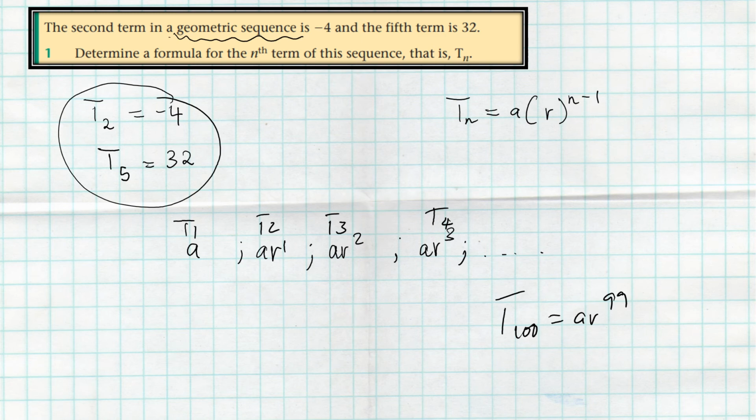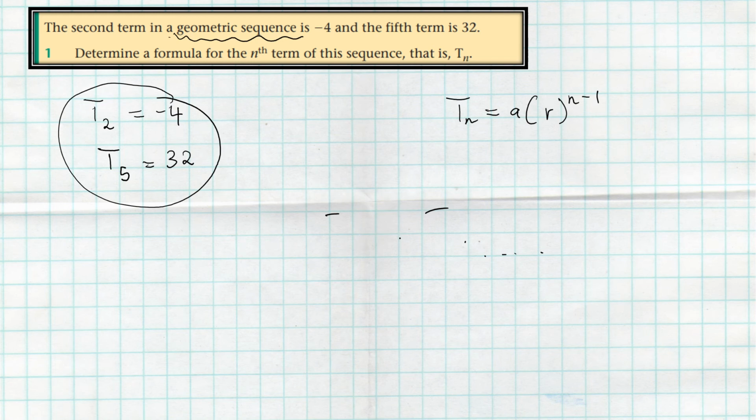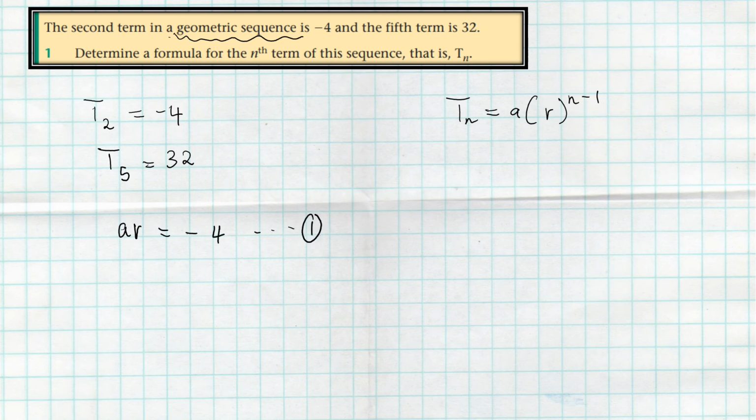So after knowing this trend, we can now go back and express those given terms in terms of A and R and see how we can solve them, right? So term number 2 will be the same as AR exponent 1 equals minus 4. This is our equation 1. Term number 5 will be the same as AR exponent 4 being equated to 32, and this is equation 2. So in solving this, one can use a simultaneous equation, form equation 3, substitute equation 3 into equation 2, like that, but that can take a bit of time, right?